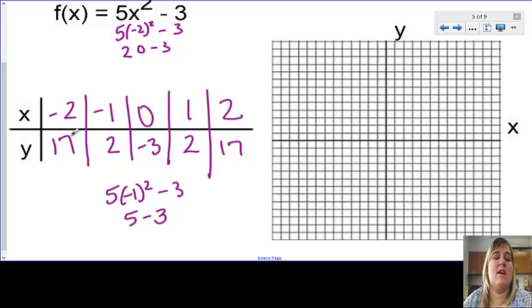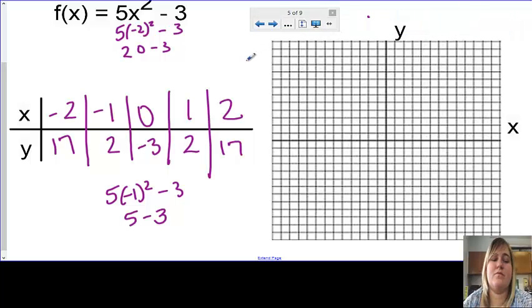So whenever I plot these, -2, 17, I'm going to go left 2, then up 1, 2, 3, 4, 5, 6, 7, 8, 9, 10, 11, 12, 13, 14, 15, 16, 17. Okay. -1, 2. So -1 up 2. 0, -3. So 0 down 3. 1, 2, 3. 1, 2. And 2, 17, which is about here.